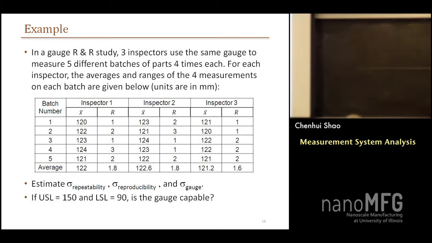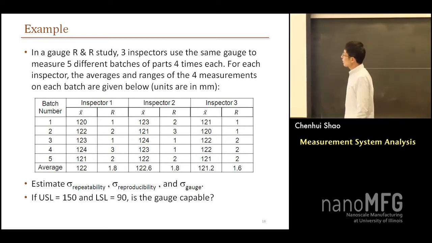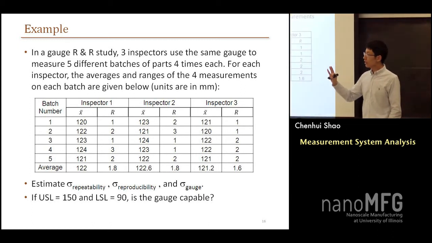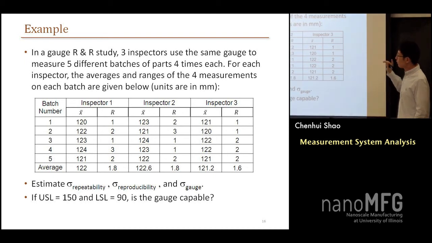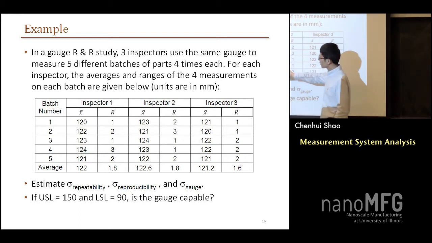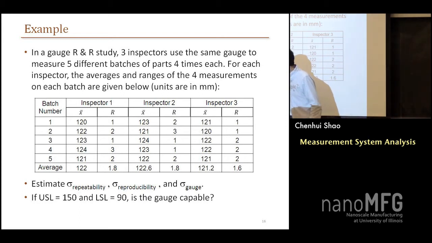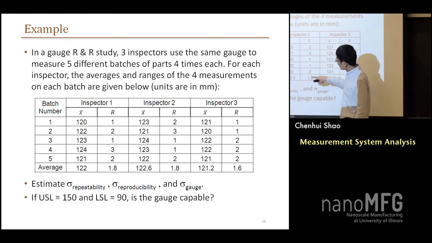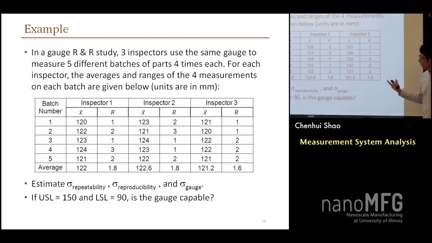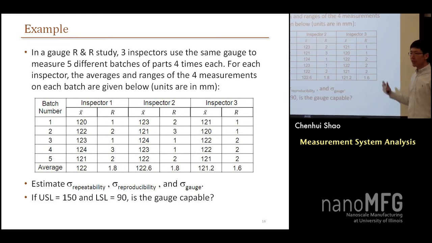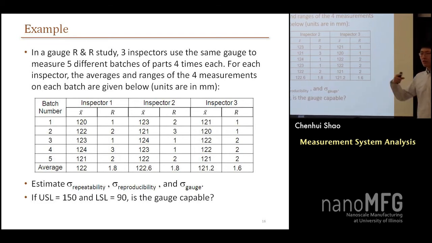So here's another example. In the gauge analysis study, we have 3 operators and 5 parts. For each part, we measure 4 times. Then we have the table, and we summarize the statistics in this table. We have x1 double bar, x2 double bar, x3 double bar, and r1 bar, r2 bar, and r3 bar. So how do we estimate sigma repeatability, reproducibility, and sigma gauge?